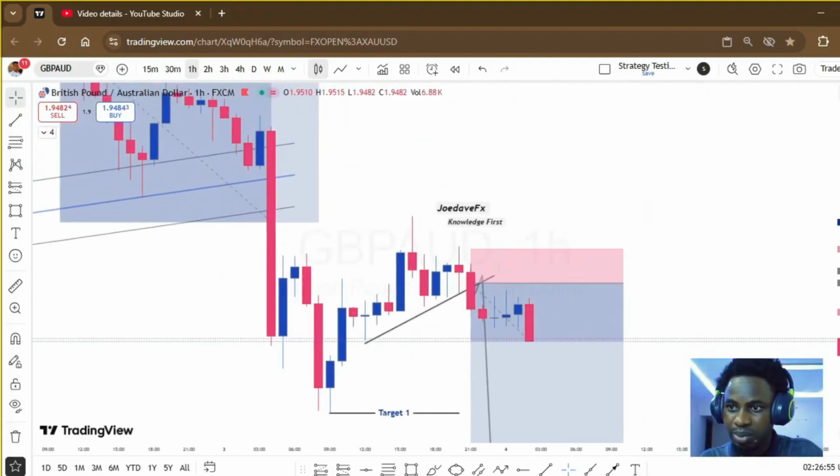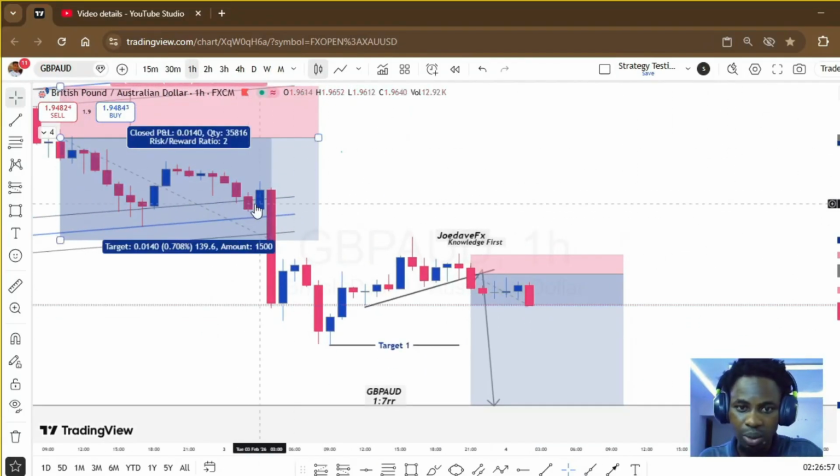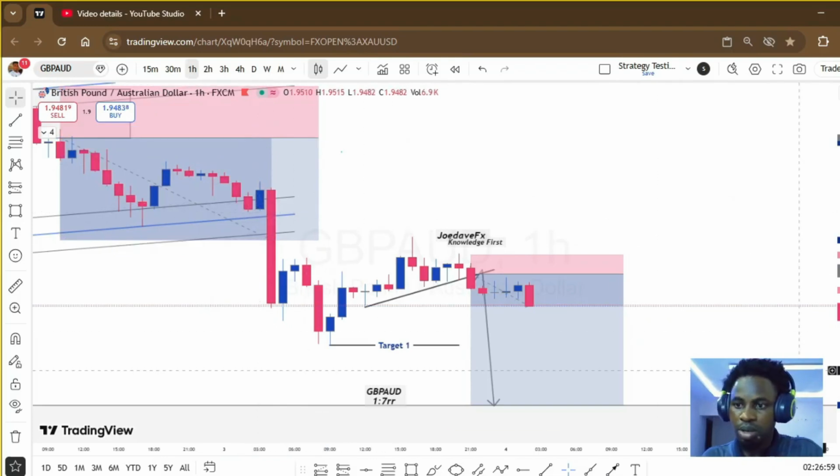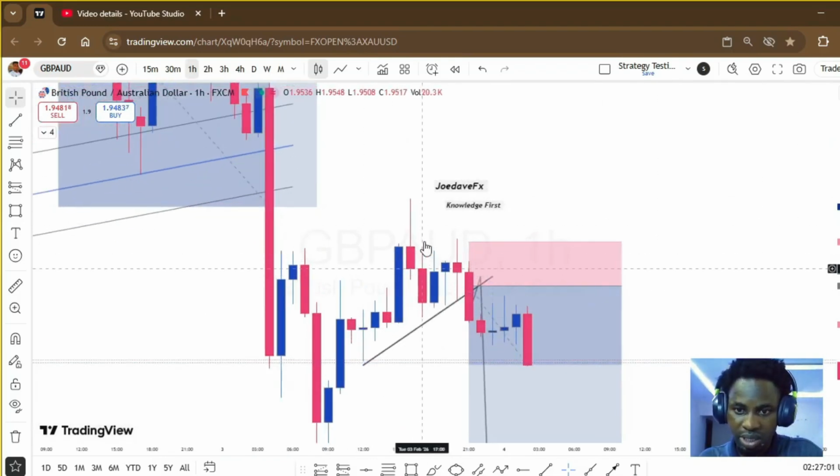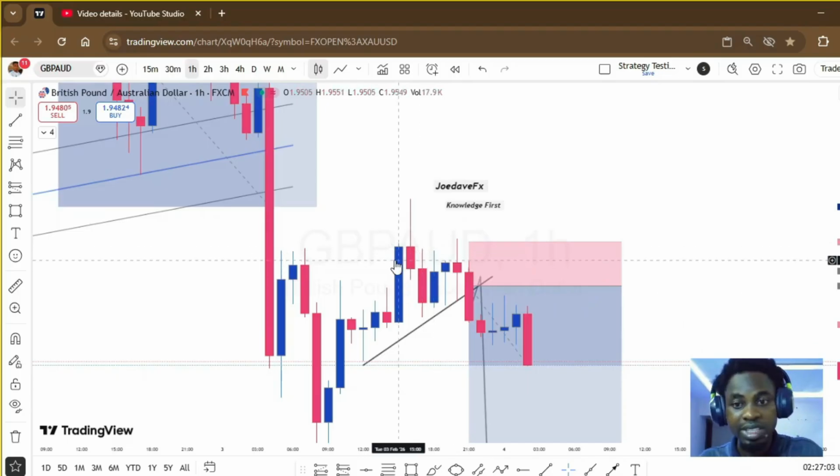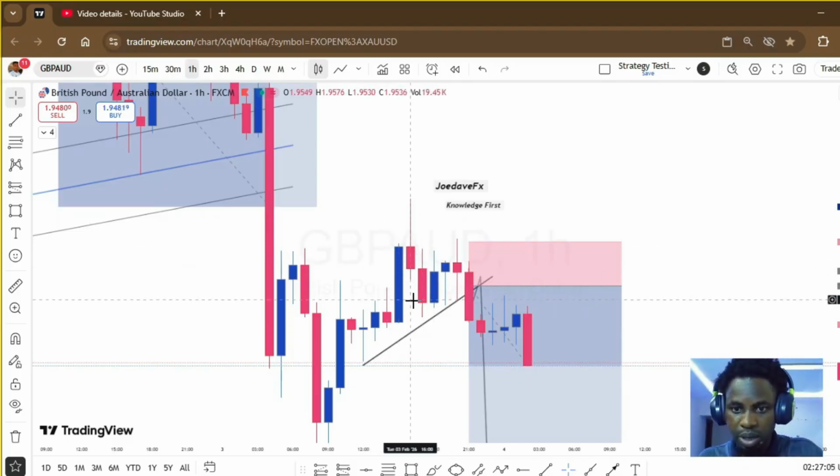So actually at this point price was retracing. I would never add edge here. I was expecting it to retrace all the way to this point, but immediately I saw this evening star candlestick pattern that formed. But you see that it didn't engulf it. Then we didn't engulf it.